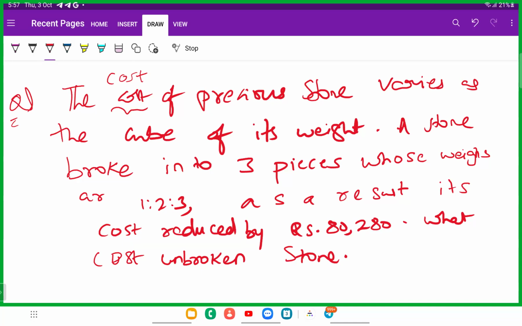What is the question, sir, given here? Sir, VAT means value added tax. Sorry? Where is VAT here? Sir, you already told last year, right, sir, VAT. When did I tell VAT? I never did. Did I tell VAT, students? No. Okay, leave it. I told, the cost of a precious stone varies as the cube of its weight. No problem.